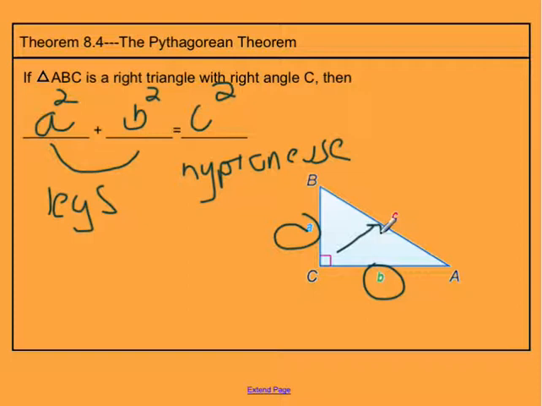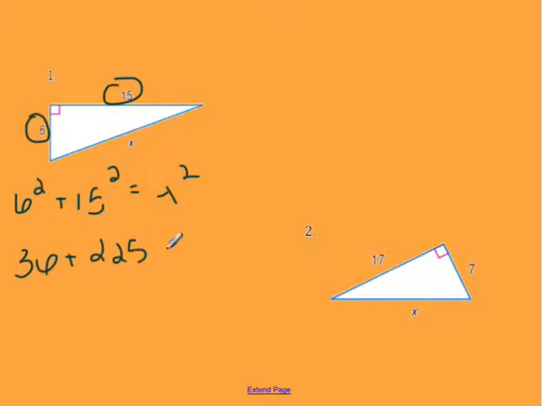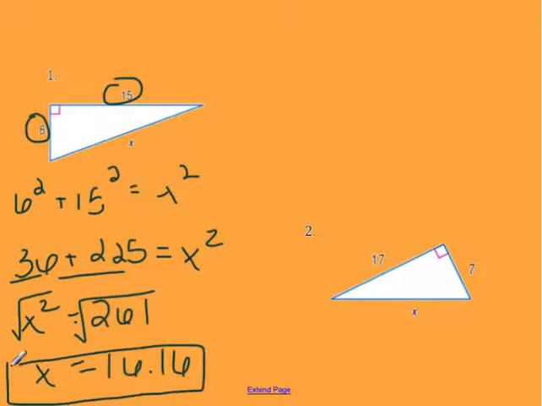So we practice plugging them in and solving them. So let's just take a look at reviewing that. For number 1, we want to take our two legs, which are 6 and 15. We're going to square them and add them together, and that's going to be equal to our hypotenuse squared. Well, 6 squared is 36, 15 squared is 225, and that's equal to x squared. So now x squared is equal to the sum of these two, which is 261. Then we're going to take the square root of both sides, and we get that x is equal to 16.16. So that is for number 1.